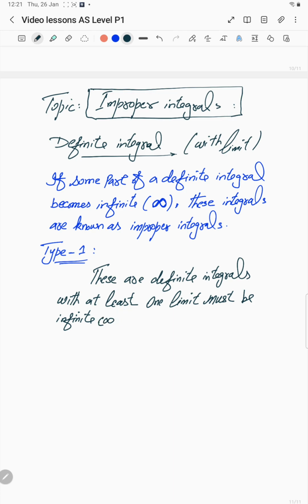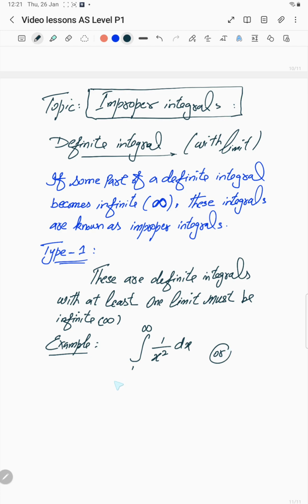The infinite means infinity. For example, what is the meaning of this? At least one means we have a definite integral in which we have two limits, lower limit and upper limit. So either both of the limits should be infinite or at least one should be infinite. For example, if a function has the integral limits 1 to infinity of 1 over x squared dx, this is one example of type number 1.